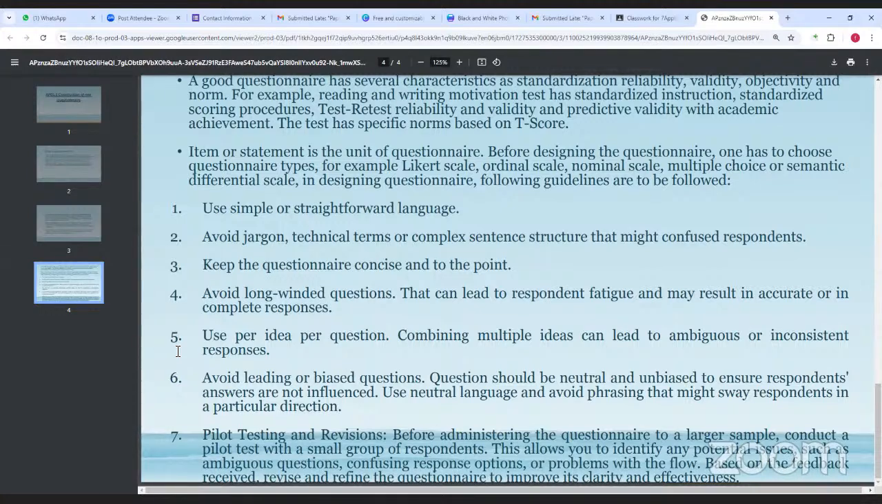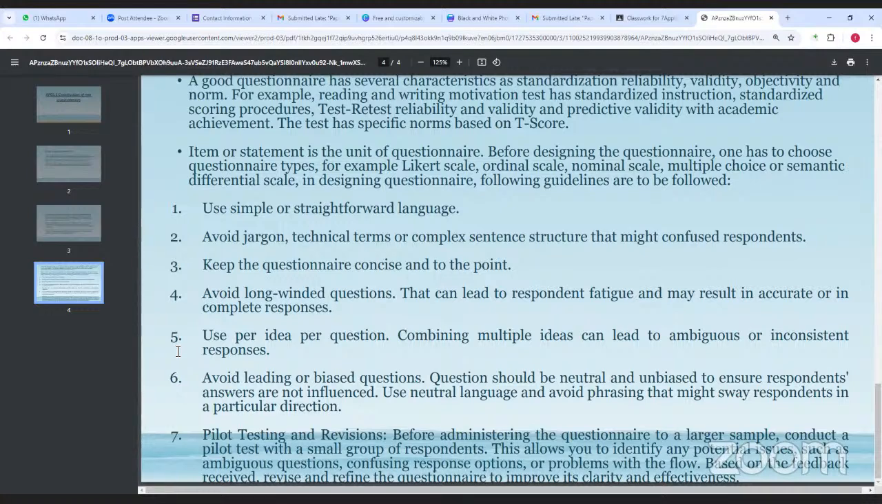Now you did the next thing. A good questionnaire has several characteristics: standardization, reliability, validity, objectivity, and norms. For example, the reading and writing motivation test has standardized instruction, a standardized scoring procedure, test-retest reliability and validity, and predictive validity with academic achievement. The test has specific norms based on T-score. Item or statement is the unit of questionnaire.